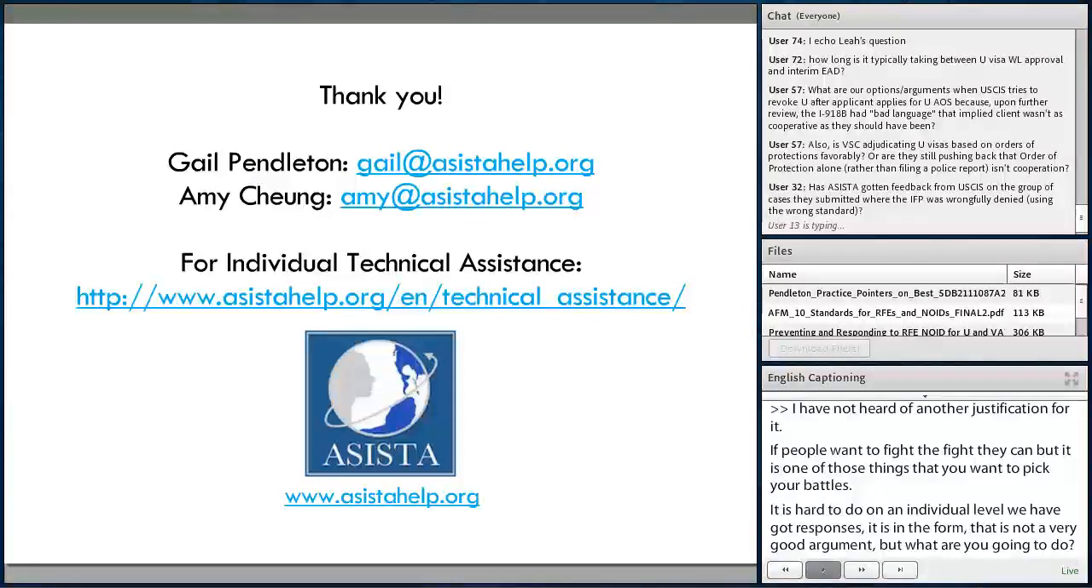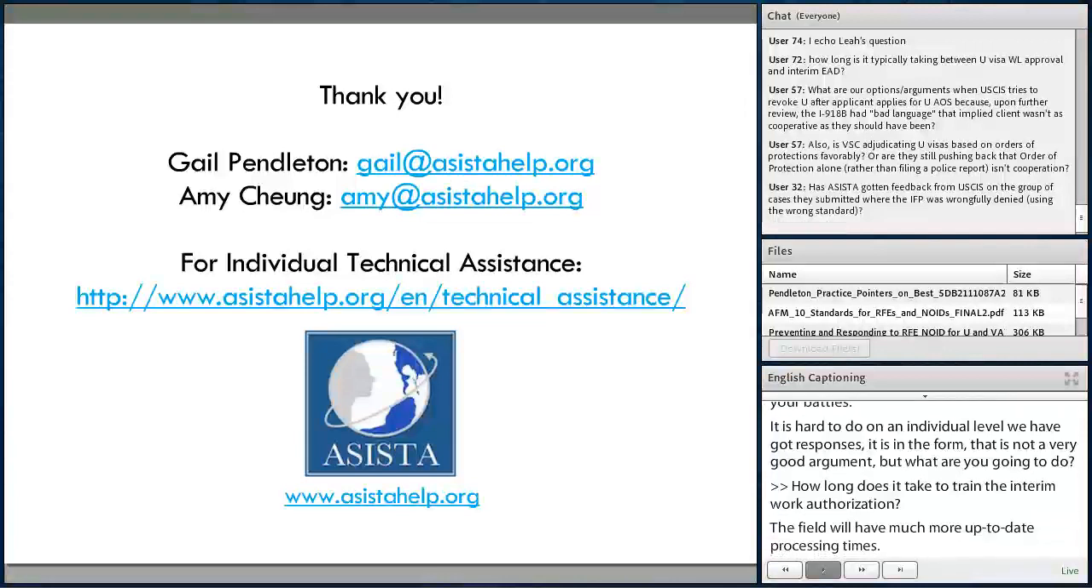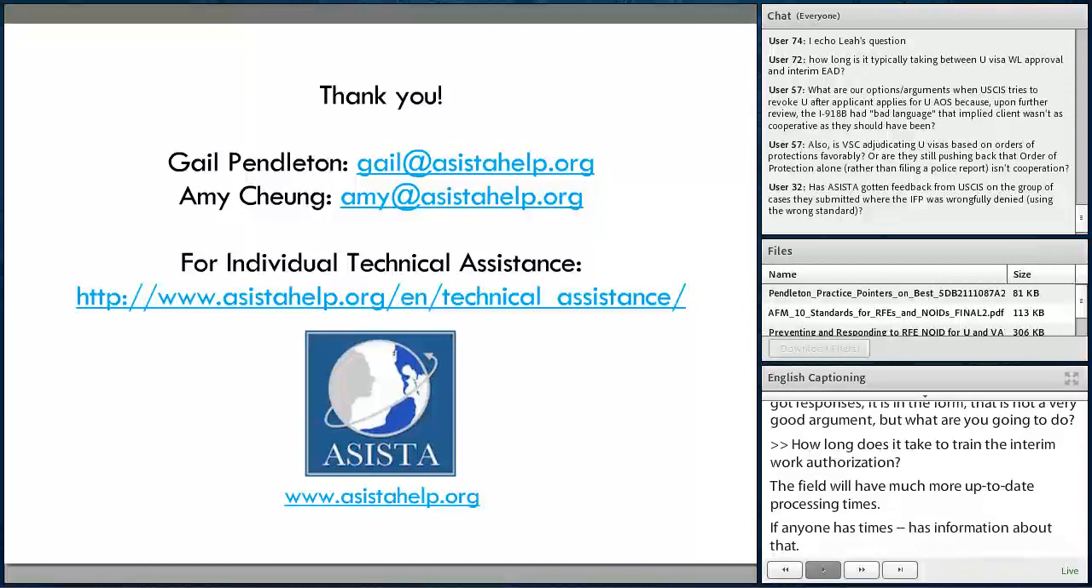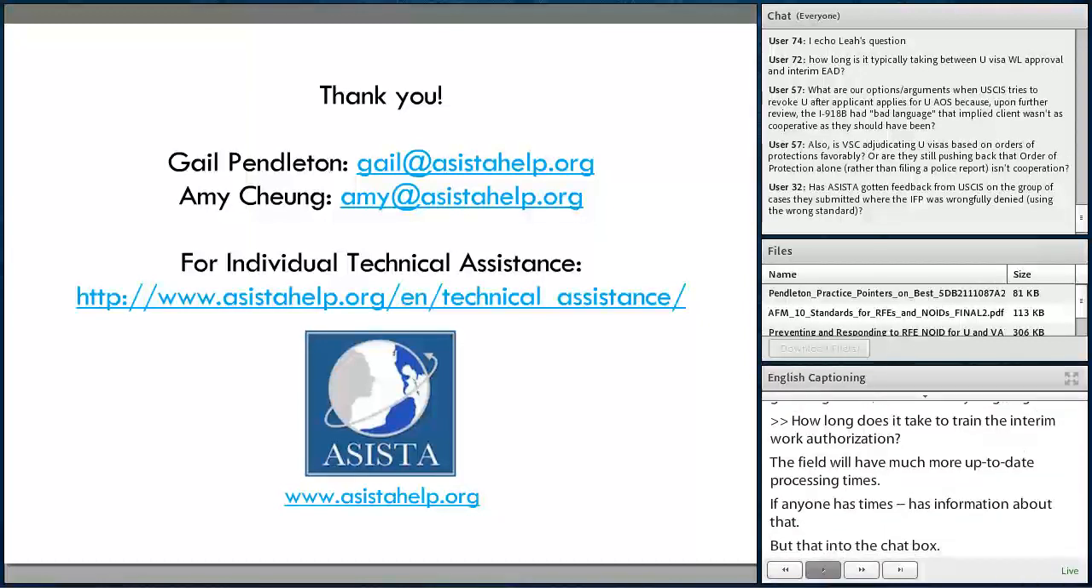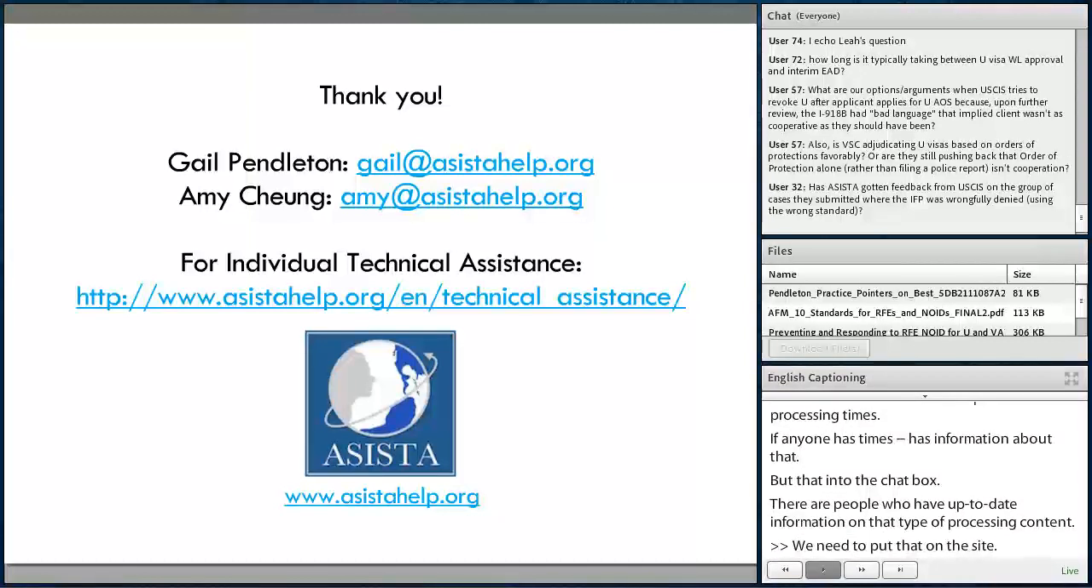Catherine says, how long is it typically taking between U visa waitlist approval and interim work authorization? So I don't know the answer to that one. I'm guessing that the field is going to have much more up-to-date information on processing times. So if anybody has information about that, please put it into the chat box. Otherwise, that's a question that could be posed to the VAWA experts listserv. I'm sure there are people who have up-to-date information on that kind of processing time. Good point, and we need to put this on the research slide.